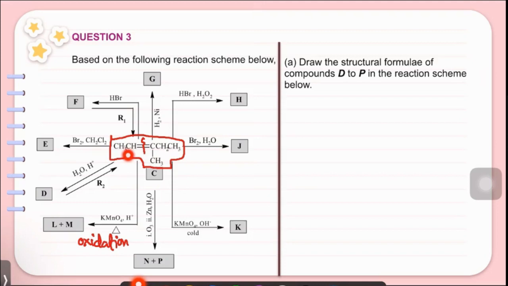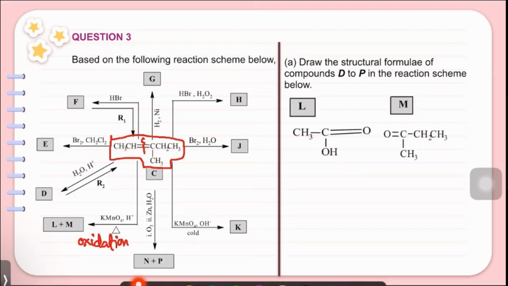Okay, so L suggestionnya seperti ini, and then M suggestionnya seperti ini. L akan jadi aldehyde, and then M akan jadi ketone, ataupun sebaliknya lah. L and M interchangeable. Awak boleh lukis ketone jadi L, ataupun aldehyde ni jadi L. Either one lah.